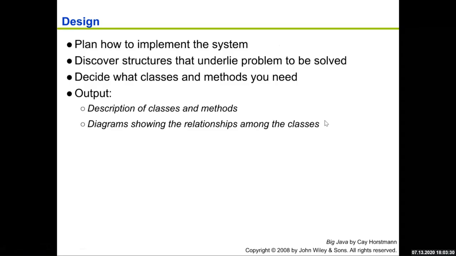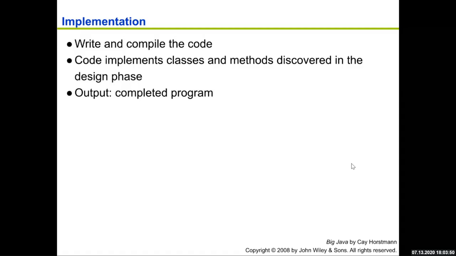And now we move on to the implementation. All right. So we have to think about, what are the structures that underlie the problem to be solved? What are the classes and methods you might need? So we could write a description of the classes and methods. We can have diagrams showing the relationships among the classes. This is what we do in this class, for the most part. We write and compile code. The code implements the classes and methods discovered in the design phase.